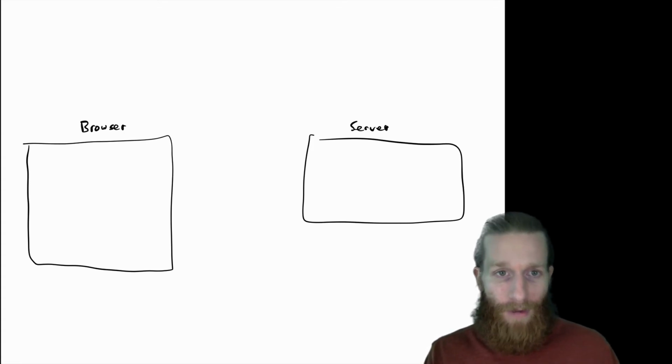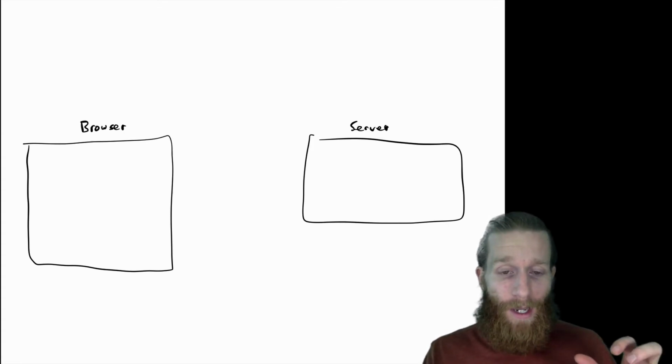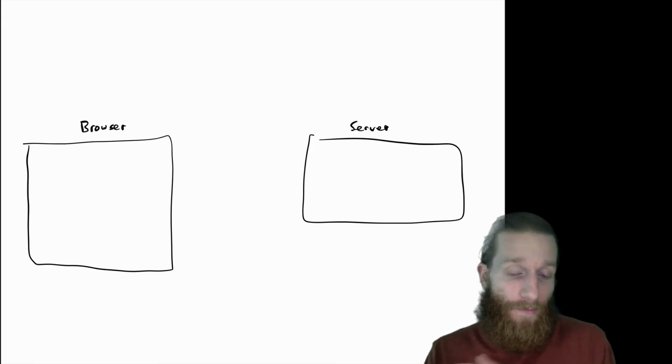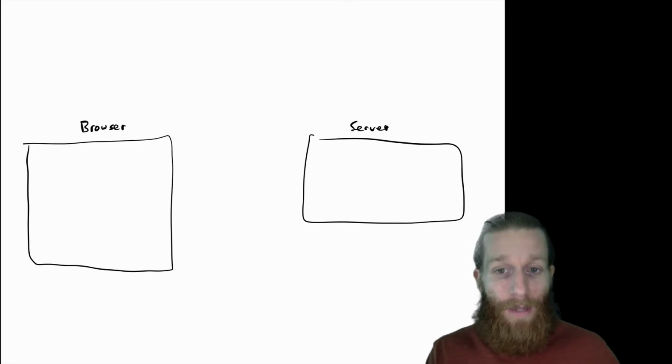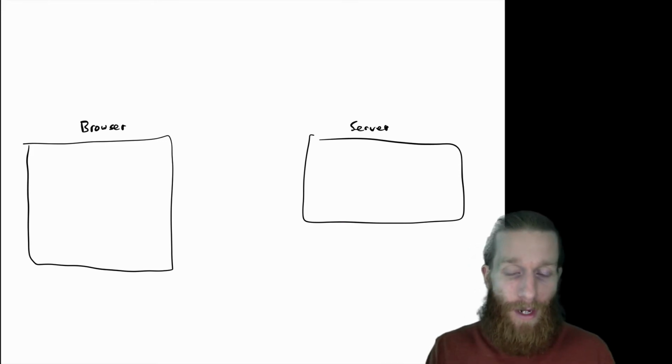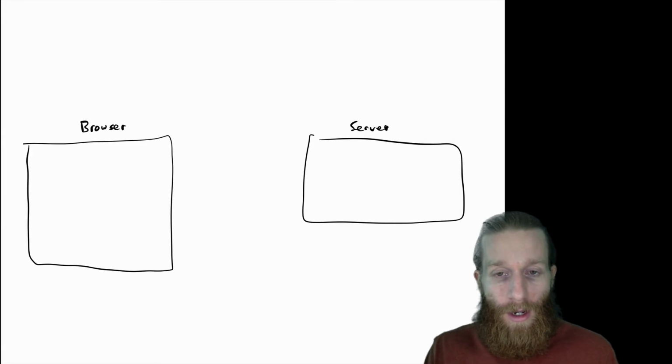On one side, you have a browser, right? That might be Chrome running on my laptop. On the other side, you've got a server. This might be in a server rack in AWS. It might be just a computer next to mine. A server is just a computer, right?